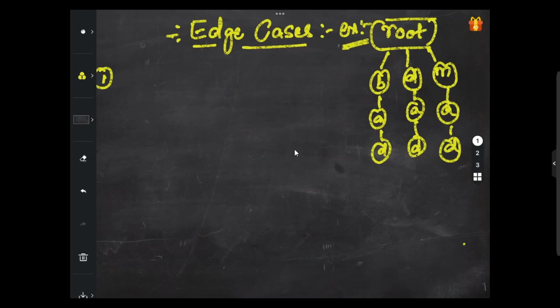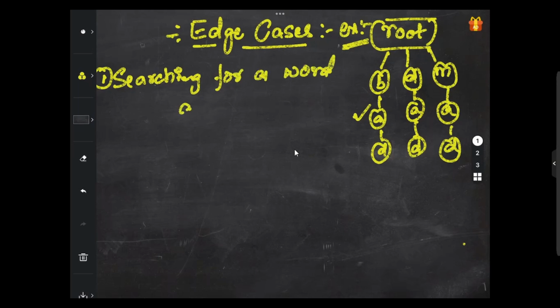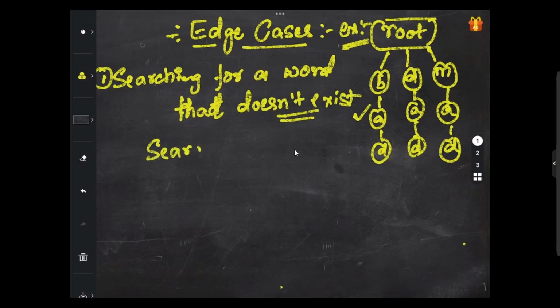So if we have the diagram, we have the inserted words bad, dad, and mad as per the example. So we'll consider this one itself. First edge case is for searching for a word that does not exist. So I'll just give here searching for a word that doesn't exist. So let me give an example. Let me consider here search of xyz.